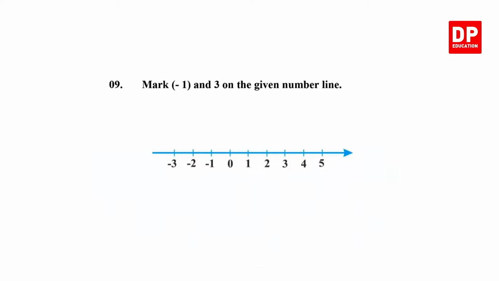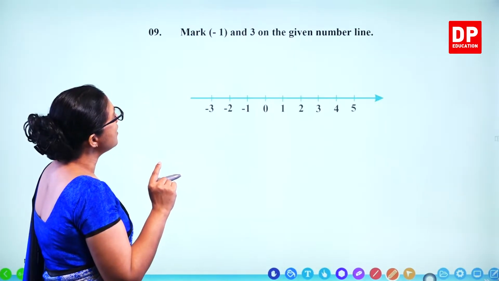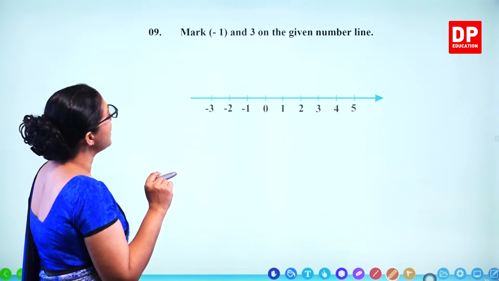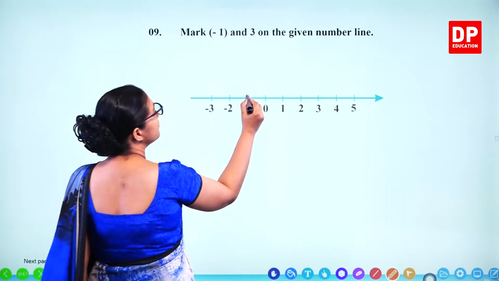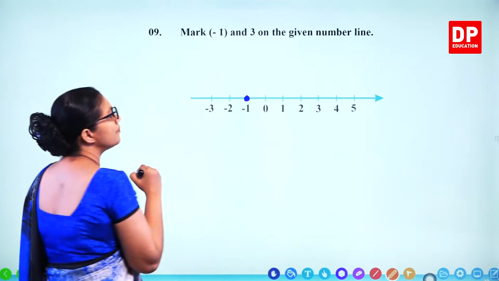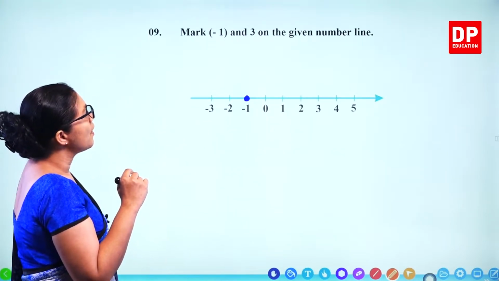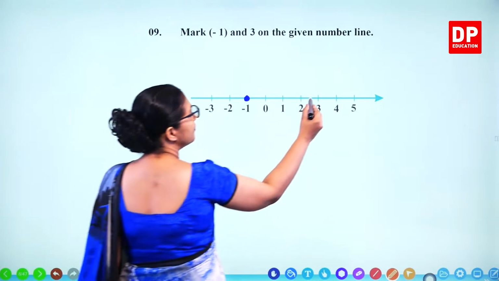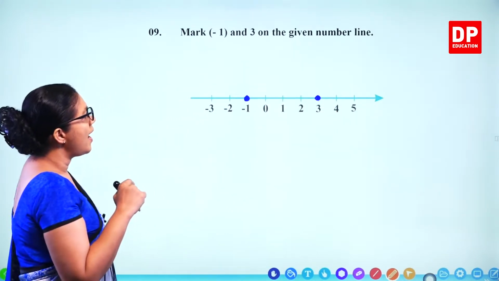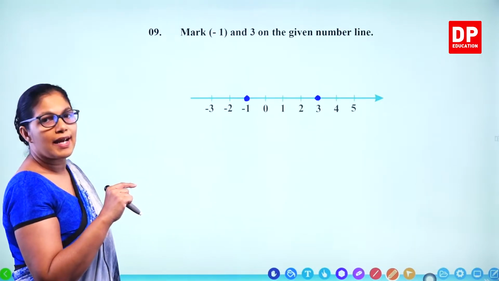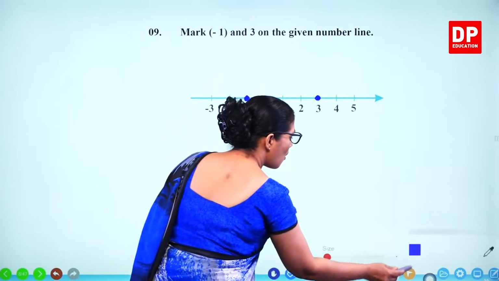Question number 9. Mark -1 and 3 on the given number line. So -1 is this one. 3 here. So you can mark -1 and 3 on the number line. So you get 2 marks, 1 for each.